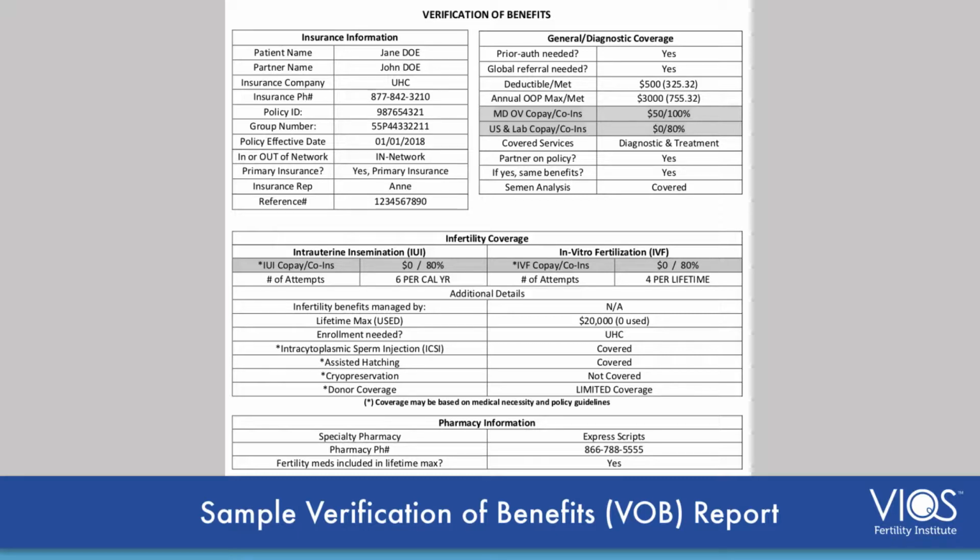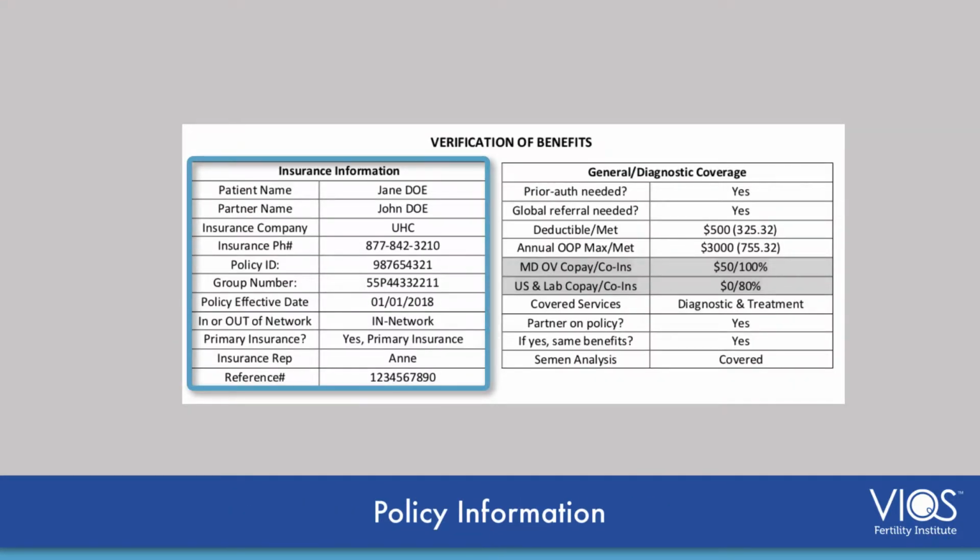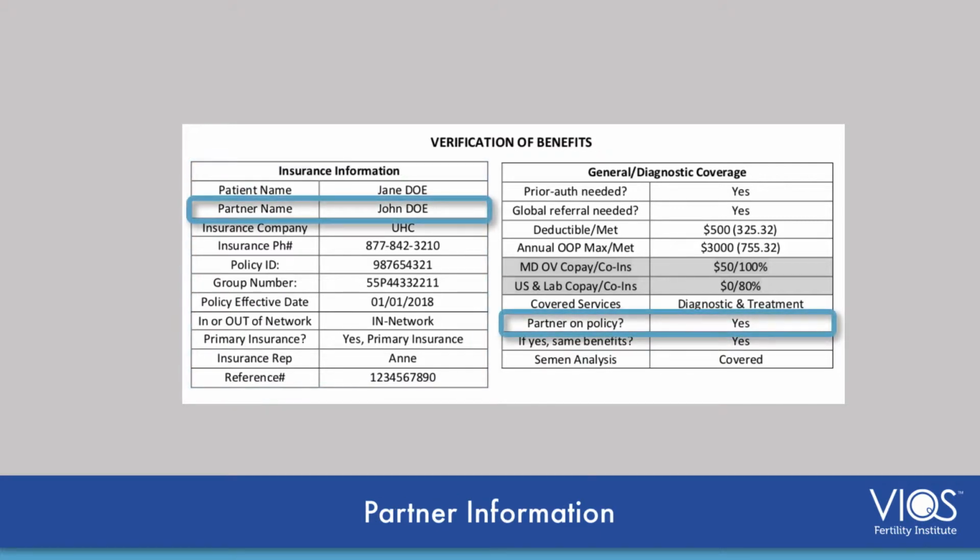Now let's take a closer look at how to read this information. The highlighted portion is where you will find your policy information, such as subscriber details, contact information, and whether or not your Vios physician is in network, as well as your reference information for all the details obtained in your report. If you have a partner, their name will be listed on your report. However, that doesn't always mean that they are on the policy.